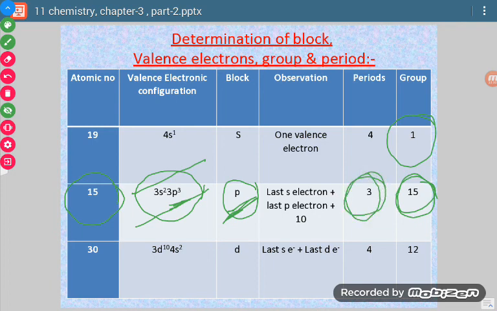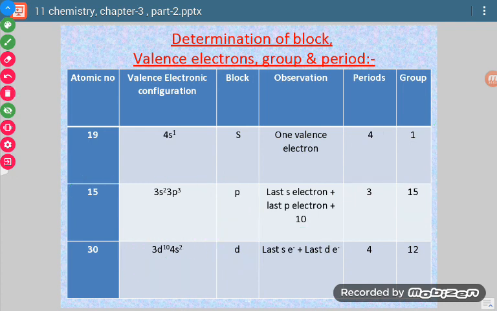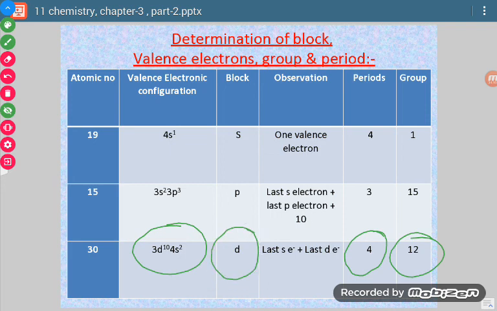Similarly for D block, if I take this, then its electronic configuration is this much. The last electron enters 3d. First 4s will be filled and then 3d will be filled. So this will be the block, and for D and S, the valence electrons give us the group number. In this case, the total number of valence electrons is 12, so the group number is 12. The maximum value of n is 4, so its period number is 4. Since the last electron has entered D, its block is D.